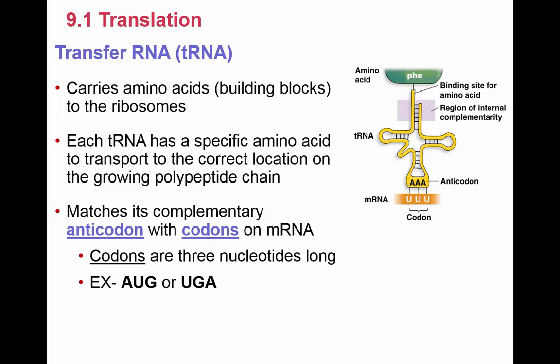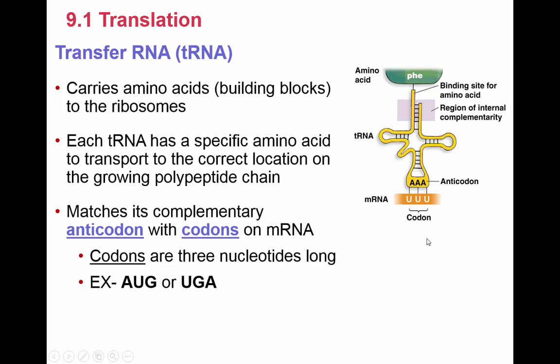Now, each tRNA has a specific amino acid to transport, so it only carries a certain amino acid to the correct location. So how do we ensure that these tRNAs that are carrying certain amino acids put these amino acids together in the correct order? Well, the answer is actually located at the very bottom of the tRNA. Now, you'll recall that the messenger RNA that was just made from DNA is read 3 bases at a time. We call that a codon.